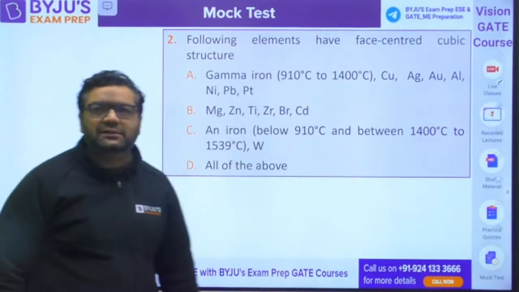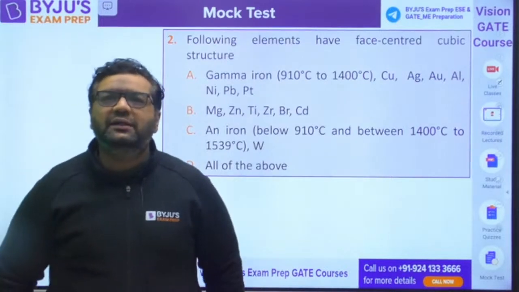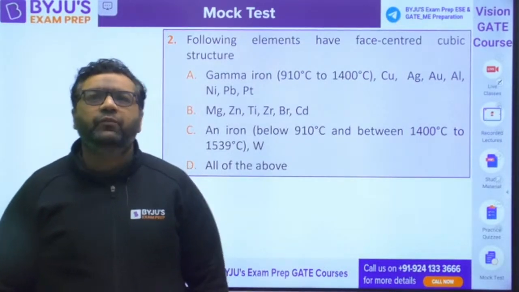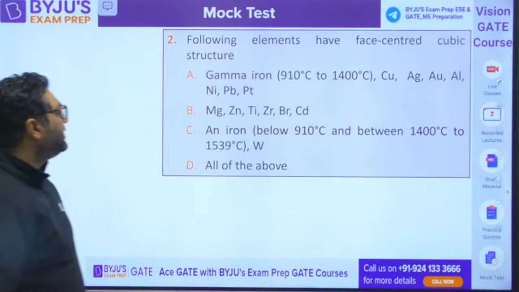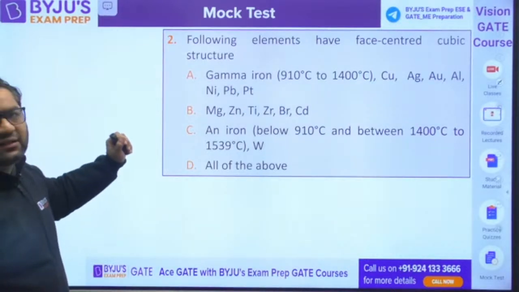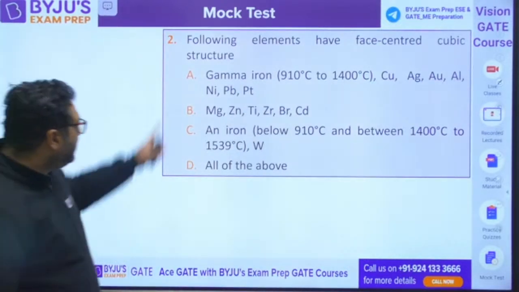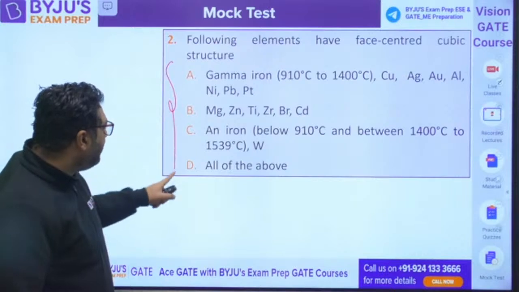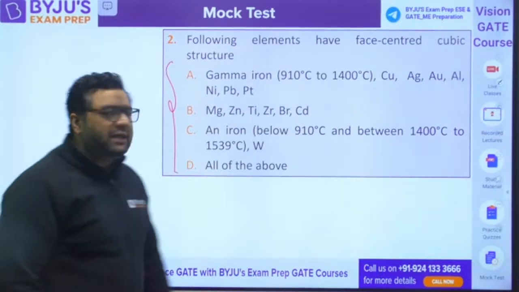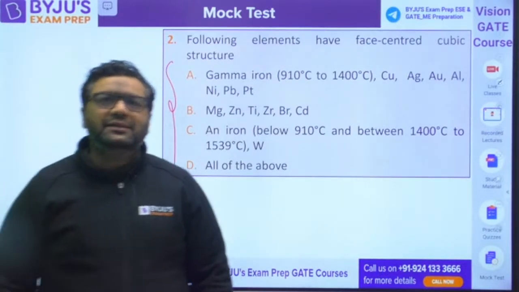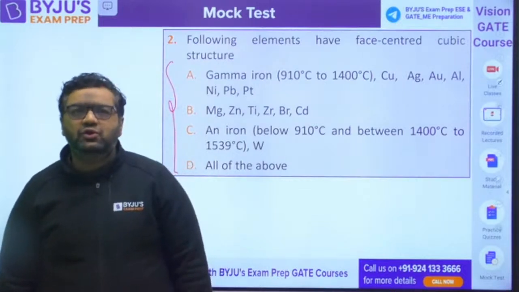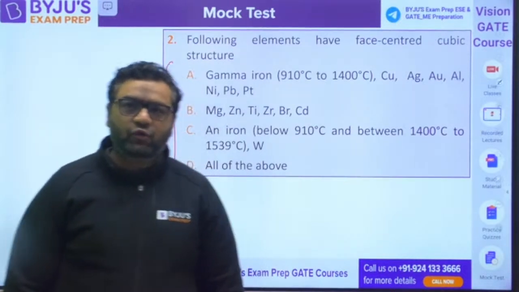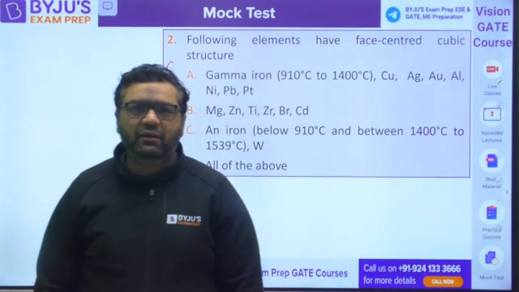This question is from material science. The question says the following elements have face-centered cubic structure. So out of these four options, which elements are having FCC? You can tell the answer. This type of question you can expect in GATE also, ISRO also. Today's level of question would be decent.